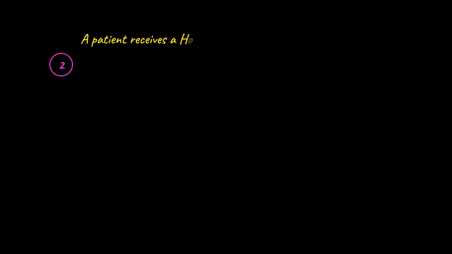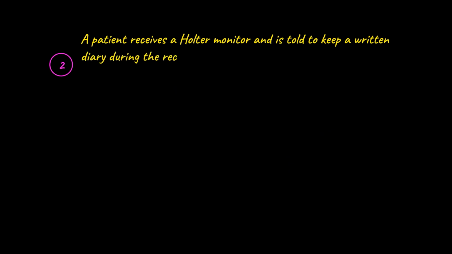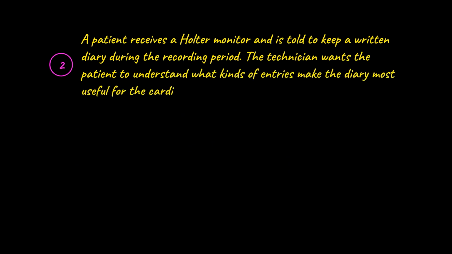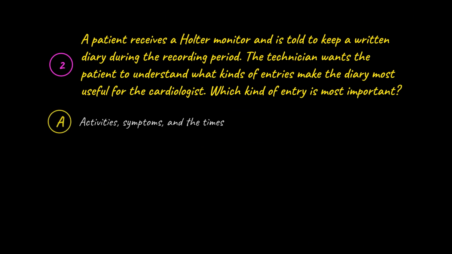Question 2. A patient receives a Holter monitor and is told to keep a written diary during the recording period. The technician wants the patient to understand what kinds of entries make the diary most useful for the cardiologist. Which kind of entry is most important? Your options are A. Activities, symptoms, and the times.